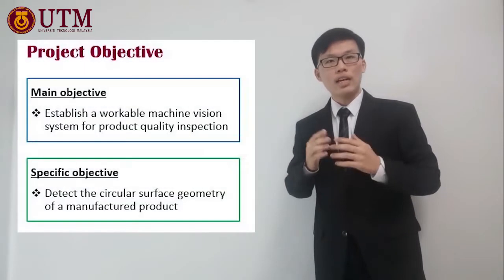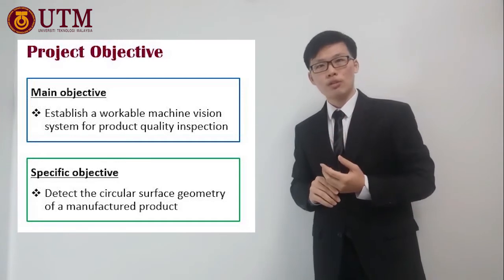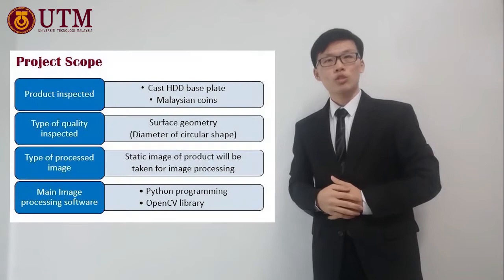So in this project, my objective is to establish a workable machine vision system for product quality inspection, which can inspect the diameter of surface geometry of manufactured products. And these are basically the scope of my project.